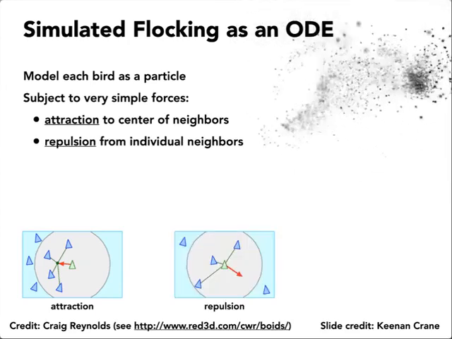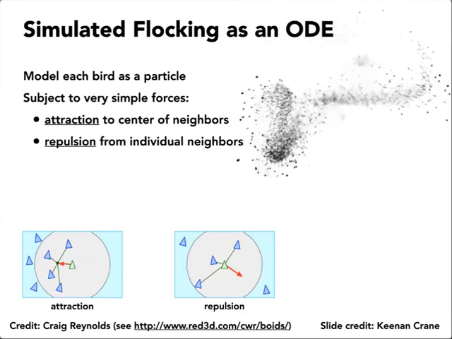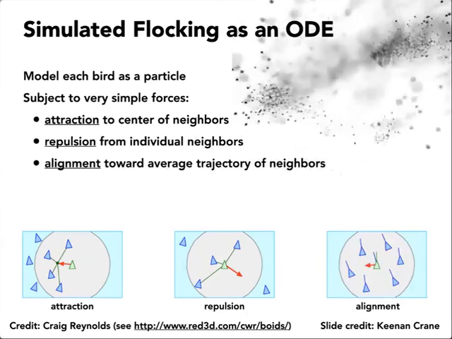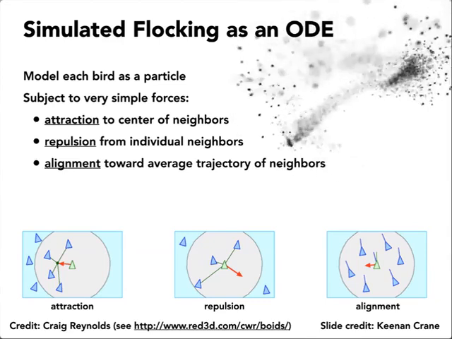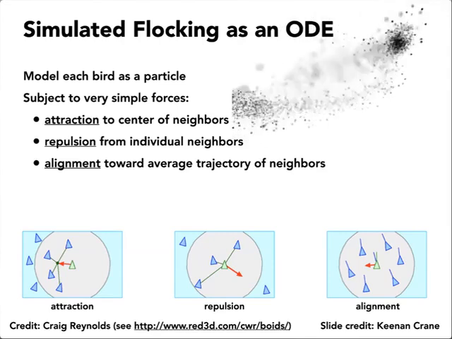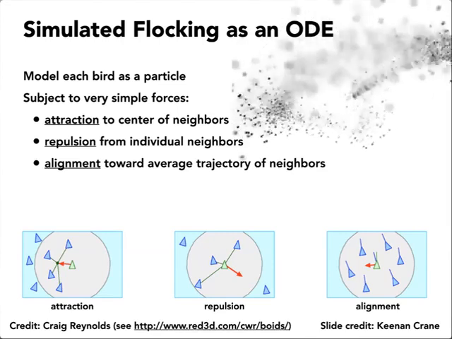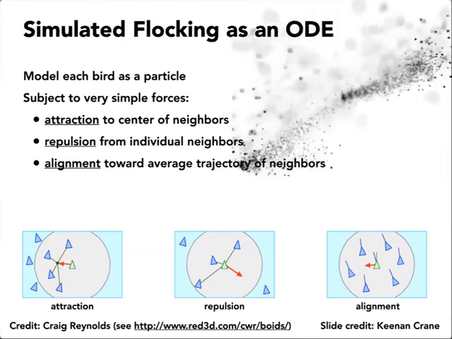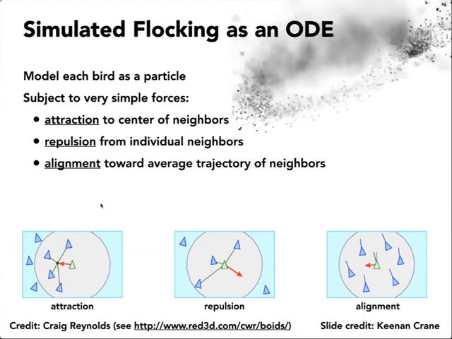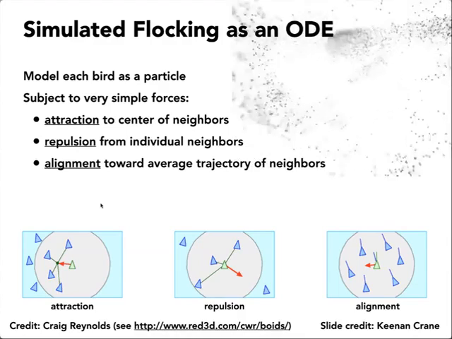Repulsion from individual neighbors. Of course, you don't want to fly into your neighbor and get injured. And then alignment towards the average trajectory of neighbors. So if everyone's flying in one direction, that's a simple, quote unquote, force, really a behavioral force, right? That tends to orient that bird particle, so to speak, towards its neighbors. And if you do that, then you end up with a simulation that looks similar to the one in the top right there, as you can see.